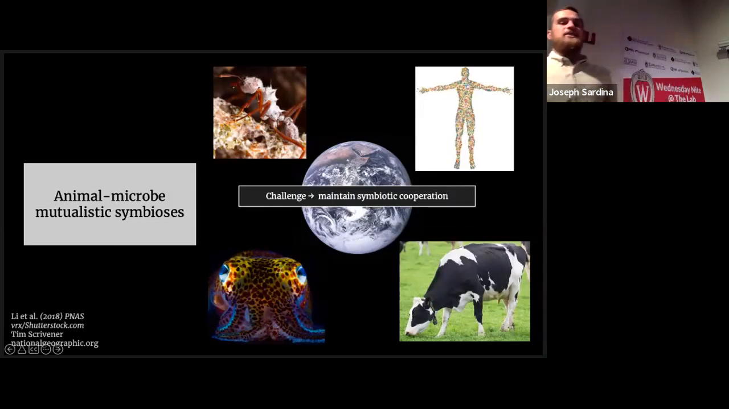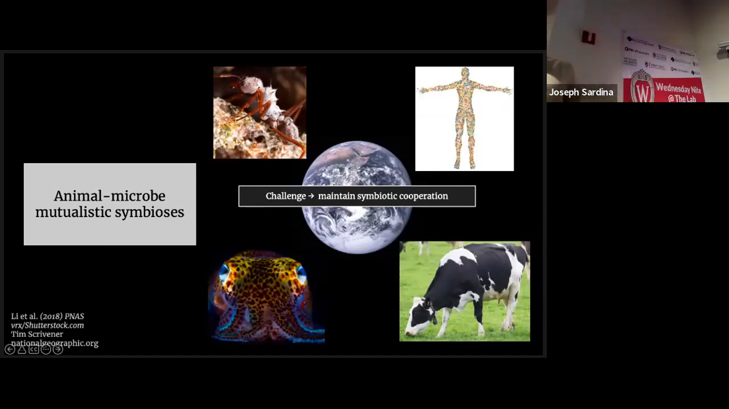And so despite the benefit that both of these symbiotic partners are receiving from this partnership, there is a challenge that arises from these symbioses. And the challenge is that if you think about it, an animal and a microbe are very different types of organisms, and they have very different selfish interests. And so somehow they must align these interests and maintain this symbiotic cooperation. They must maintain this cooperation and fidelity over long periods of time.